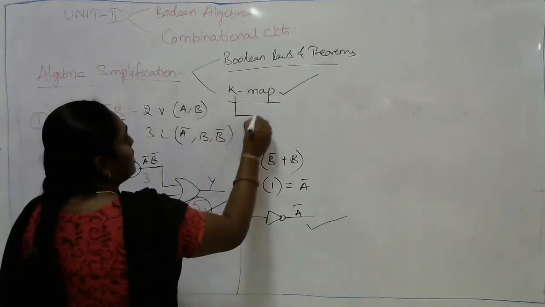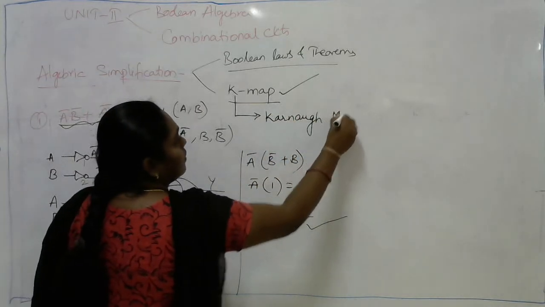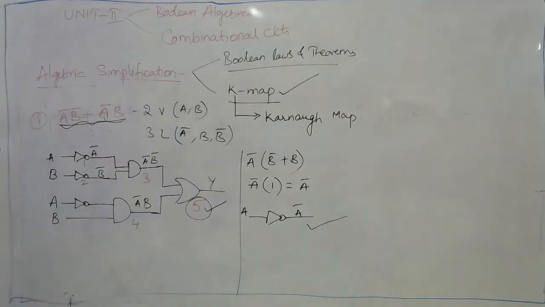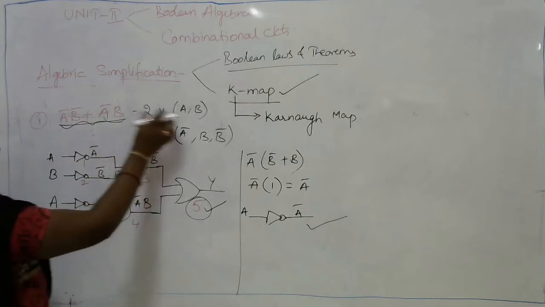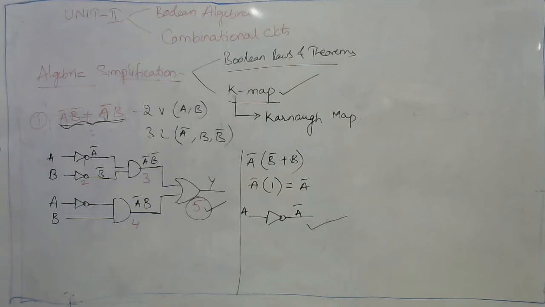So here K stands for Karnaugh map. In a Karnaugh map, we are not going to use any laws and theorems of Boolean algebra. We just draw the K-map, and from that K-map, we directly simplify the expression. The basic drawback of algebraic simplification using laws and theorems is that we need to remember all the 20 laws and theorems of Boolean algebra. Then only can we reduce a given expression to a minimum number of variables as well as literals.